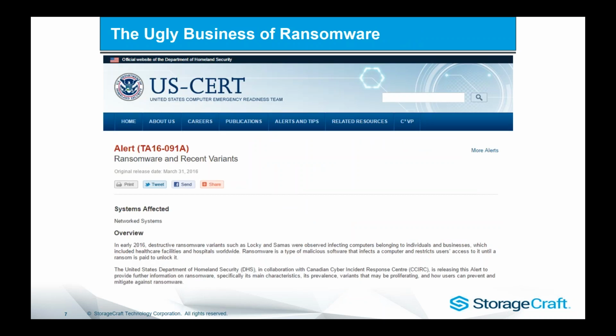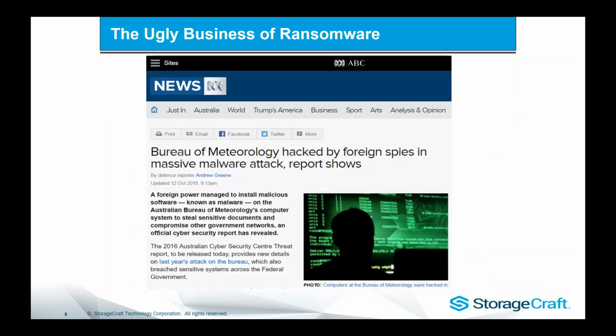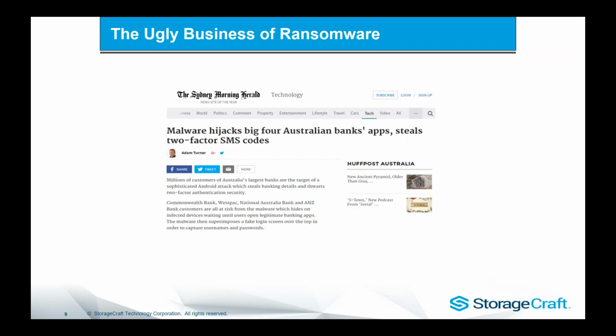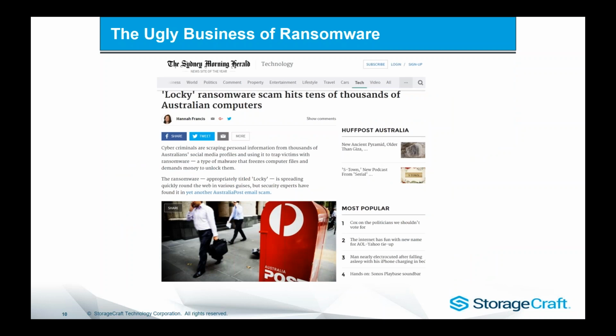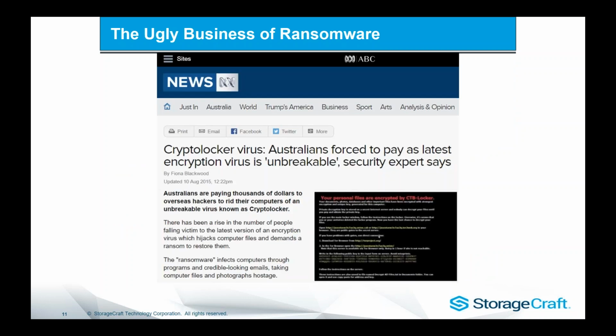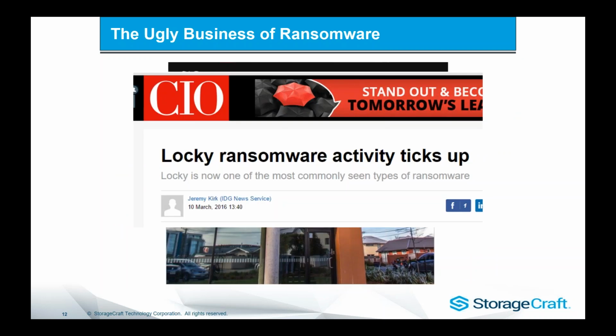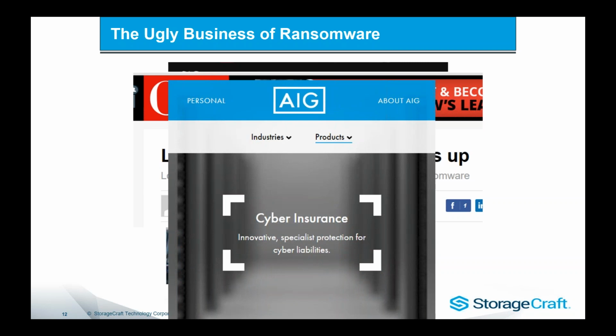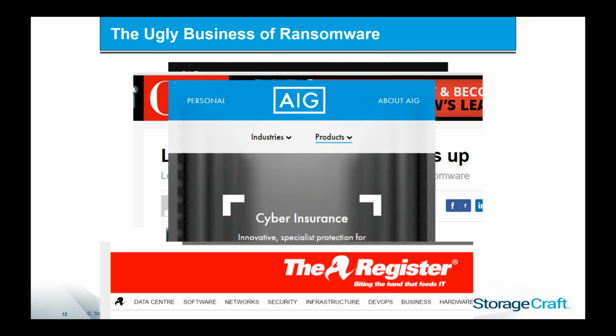And I'm just going to cover off some of this stuff quite quickly. The Homeland Security published last year on their website about this whole Locky thing, and that's pretty big to see someone like this publishing concerns. It's relevant in local news. We've got massive malware attacks. We've got Australian banks, and that was two-factor. We've got Australian Post, we've got Crypto Locker in the news. This is all stuff that's happening. CIO activities ticking up. You can now insure yourself against this type of stuff.